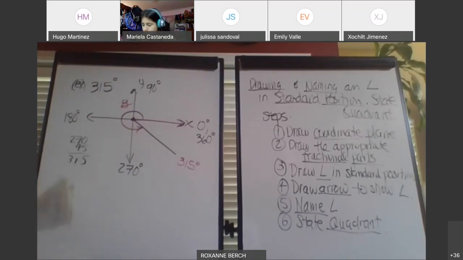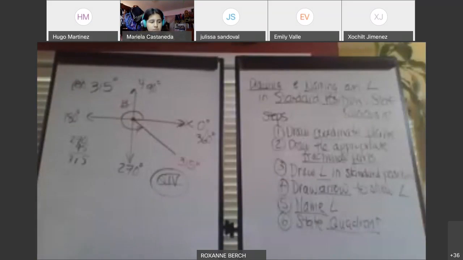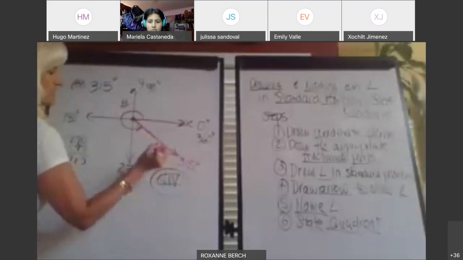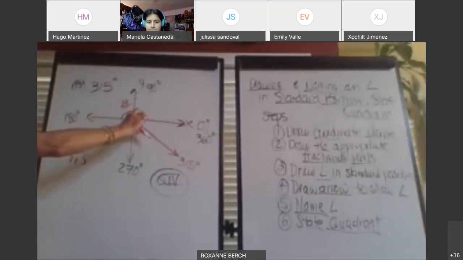So the coordinate plane, the appropriate fractional parts, draw an angle in standard position, draw the arrow to show the angle, name the angle, and all we need to do now is state the quadrant. So the quadrant, just state the quadrant. One thing I didn't do, and this is really bad, you want to show the terminal side. Still a ray. So it's this ray that rotated, and there's your terminal side.